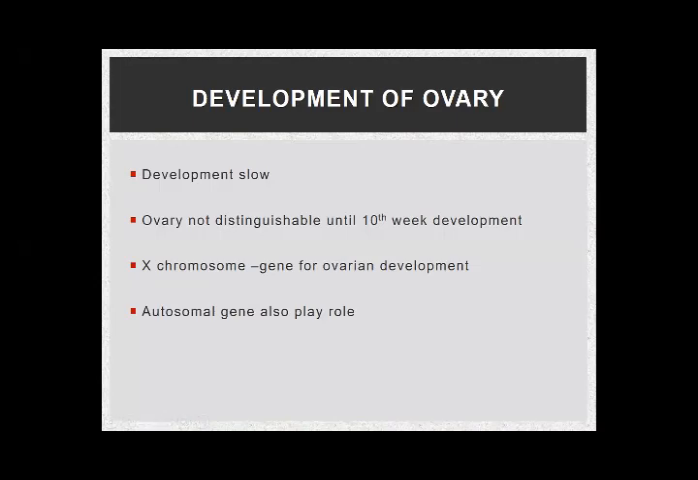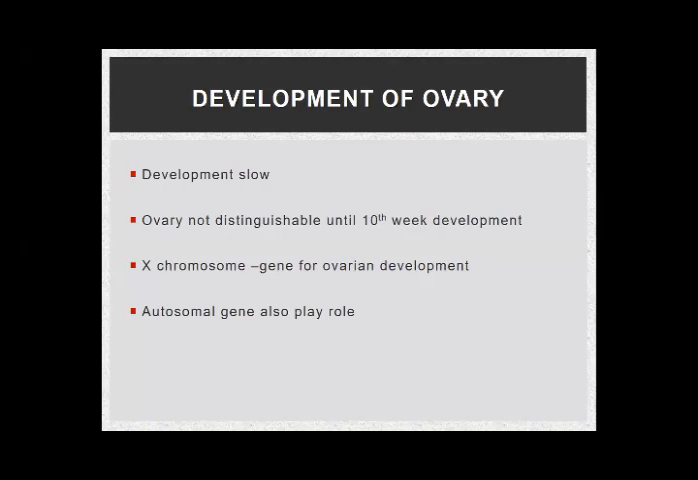Development of the ovary. Ovary slowly develop करते हैं and by 10th week it is distinguishable. इससे पहले वो नहीं, you cannot see the ovary. Ovarian development X chromosome पे dependent है. X chromosome पे there are genes on the X chromosome that help in the development of the ovary.